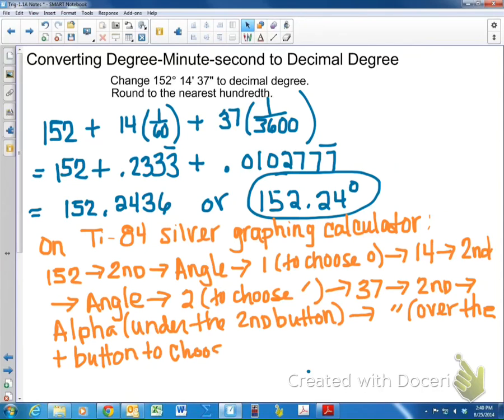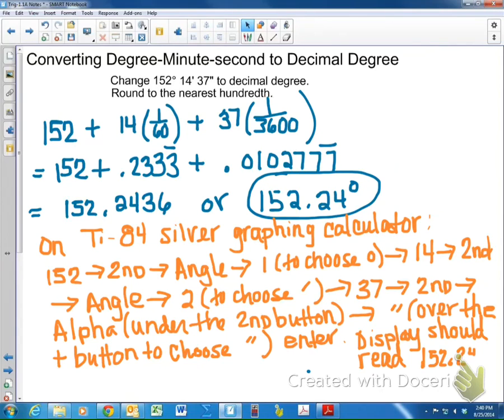Once you choose those little quotation or those second marks, it'll bring you back to the screen. You'll see the numbers. Hit enter, and the display should take you right to that decimal equivalent, and you should see 152.2436 degrees or something close to that. Because remember, these are approximations when we have to round it off.